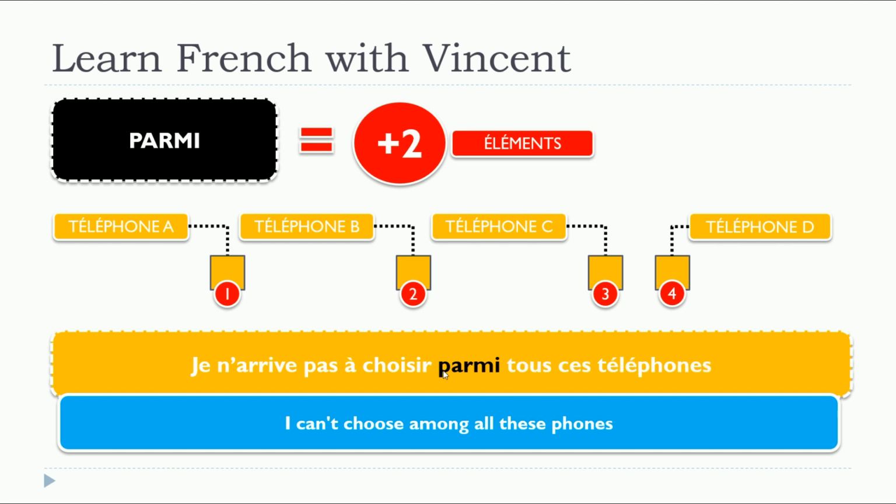So in that situation, quite clearly, it would not be possible to say entre because we've got more than two elements, more than two phones. Je n'arrive pas à choisir parmi tous ces téléphones. And this is the difference between entre and parmi.